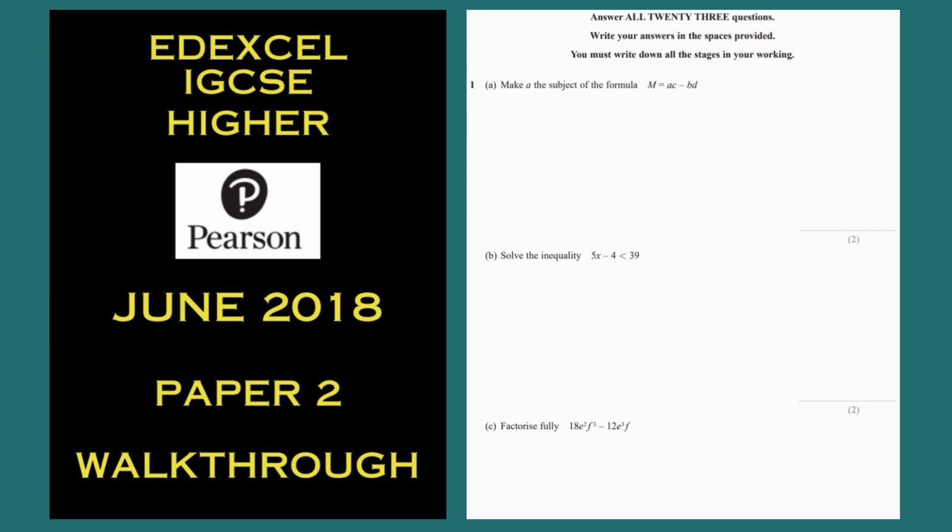So make A the subject, always leave the A term alone. Deal with everything else that's on the same side. So add a BD to both sides will earn you your first mark, and to isolate A on its own, you'll need to divide both sides by whatever's next to it. In this case, it's a C. So I am making a right pig's ear of that. So it's M plus BD. That's a bit better. All over C.